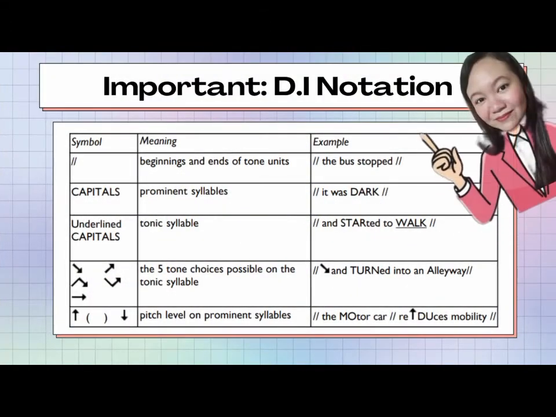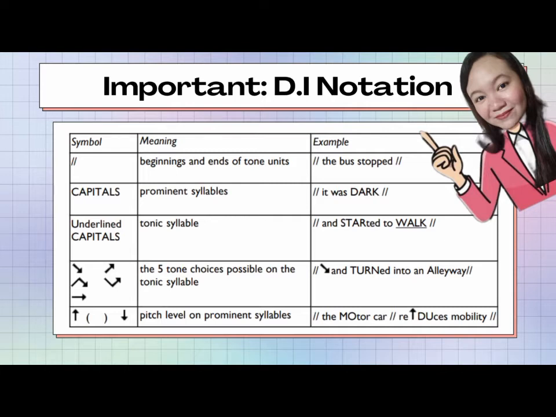In order for us to better understand this model, we need to be familiar with the following notations and symbols. The first one is a double slash, which is for the beginning and ends of our tone units. Tone units will be discussed later on. For example, the bus is stopped. The bus is stopped is our tone unit, and this symbol is used on both sides of our tone unit.